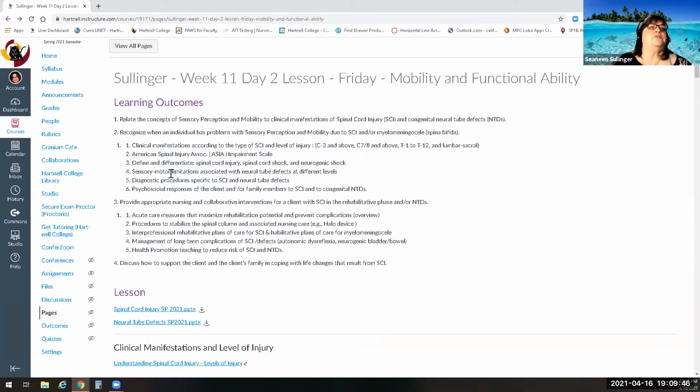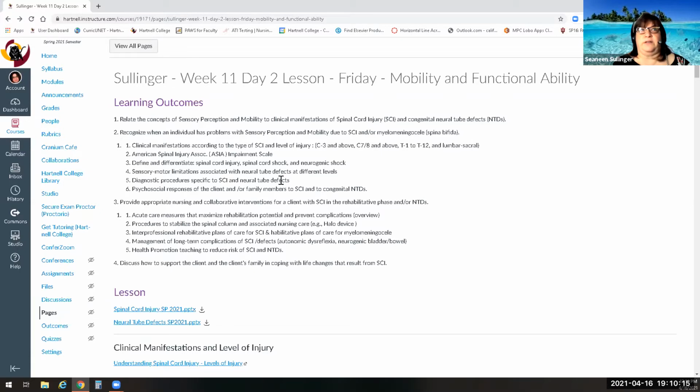Want to make sure. So, sensory limitations associated with neural tube defects at different levels. Basically we're focusing on spina bifida. So that's going to be paraplegia. They're going to have use of arms, but anything bowel, bladder, below, the motor and sensory is going to be impaired. So does that make sense? Hopefully that helps with the question that you had on ATI a little bit.